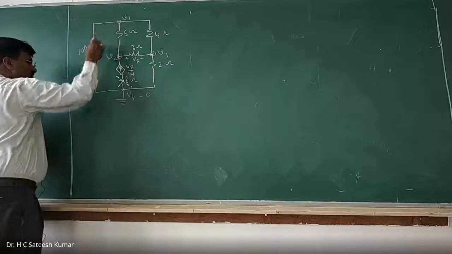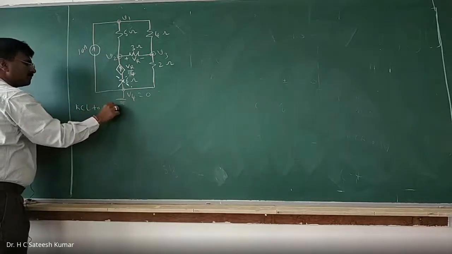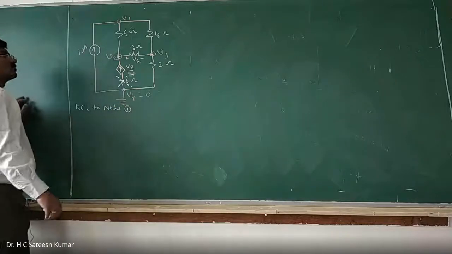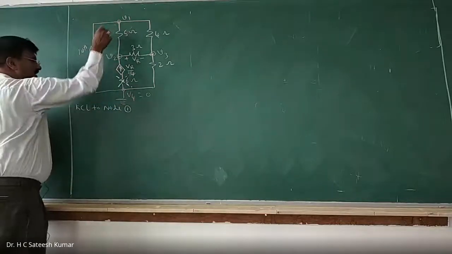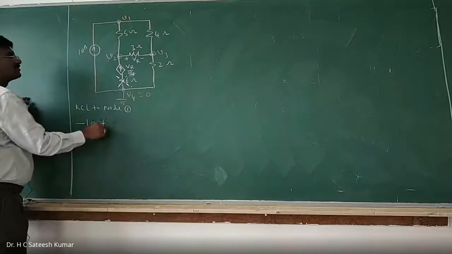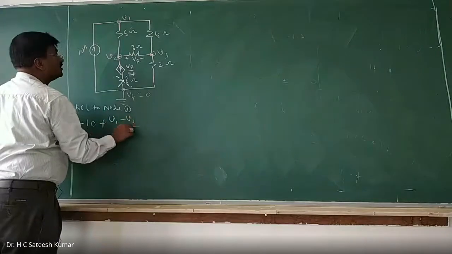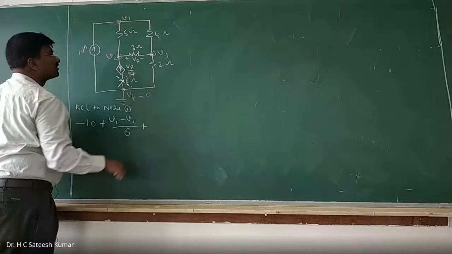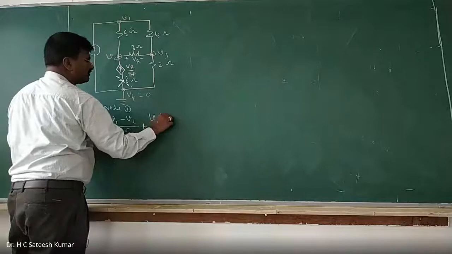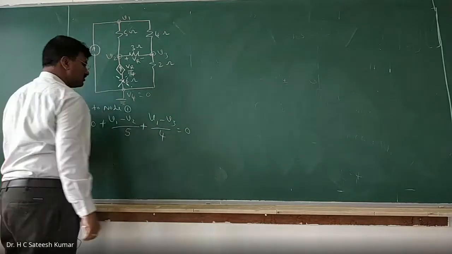Start from this point. KCL to node 1. KCL to node 1, what is that we have? Current is entering, minus 10. Current should leave always. Plus V1 minus V2 divided by 5, plus V1 minus V3 divided by 4 is equal to 0.